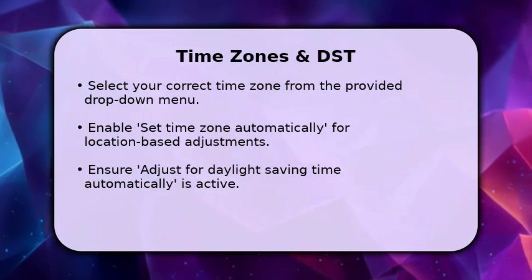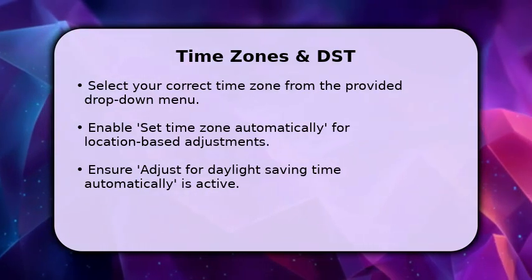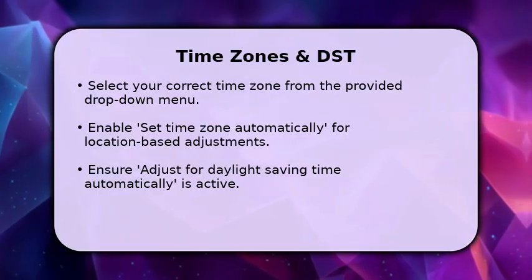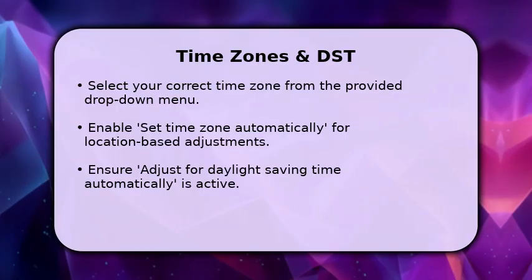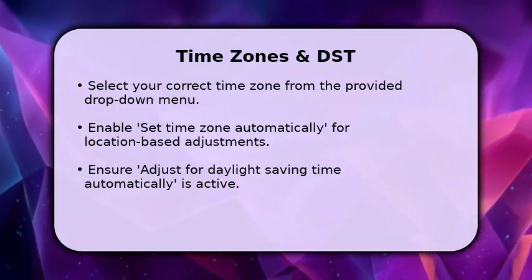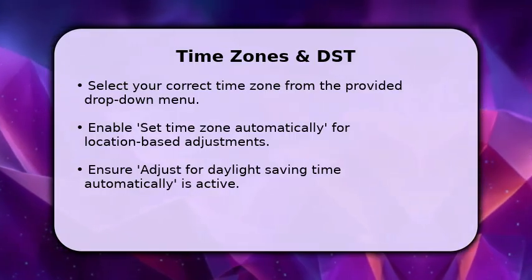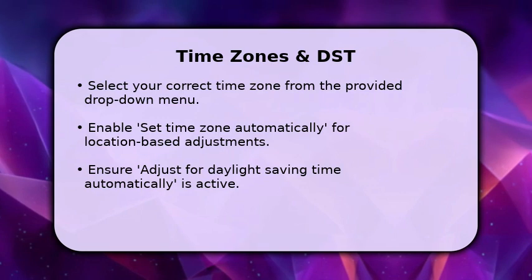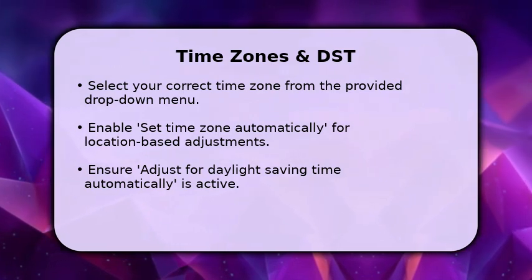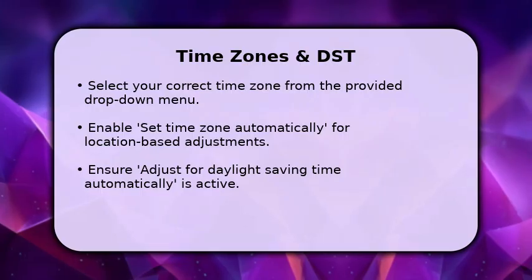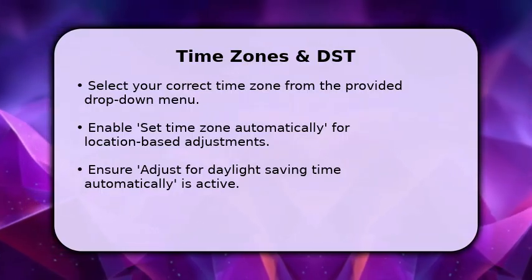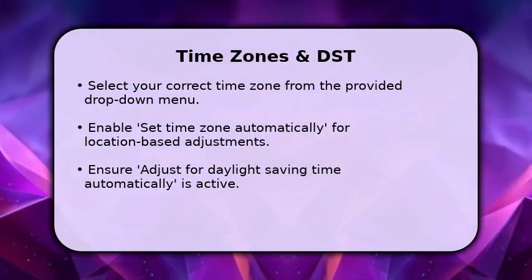Setting the correct time zone is just as important as the time itself. Your computer uses this information to display the local time accurately. You can often set your time zone automatically based on your location, or choose it manually from a list of over 100 options. Also, make sure the Adjust for Daylight Saving Time Automatically option is enabled to avoid having to manually change your clock twice a year.